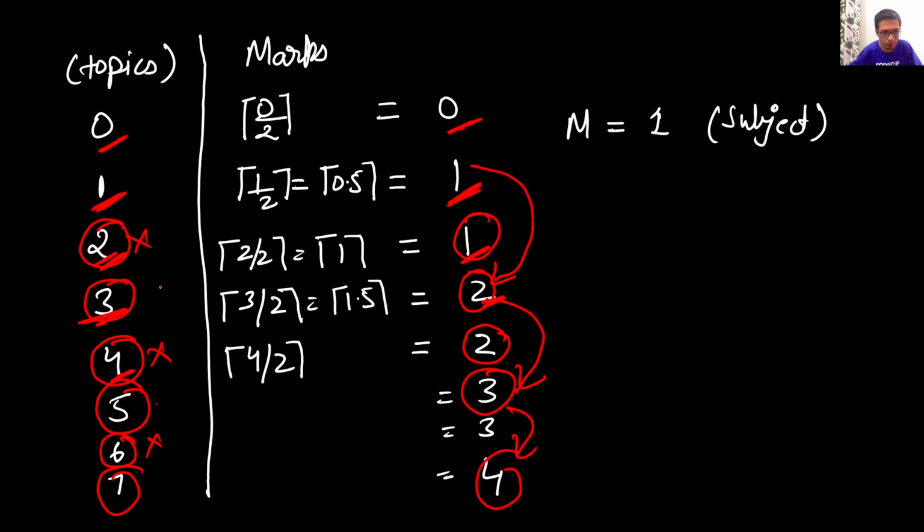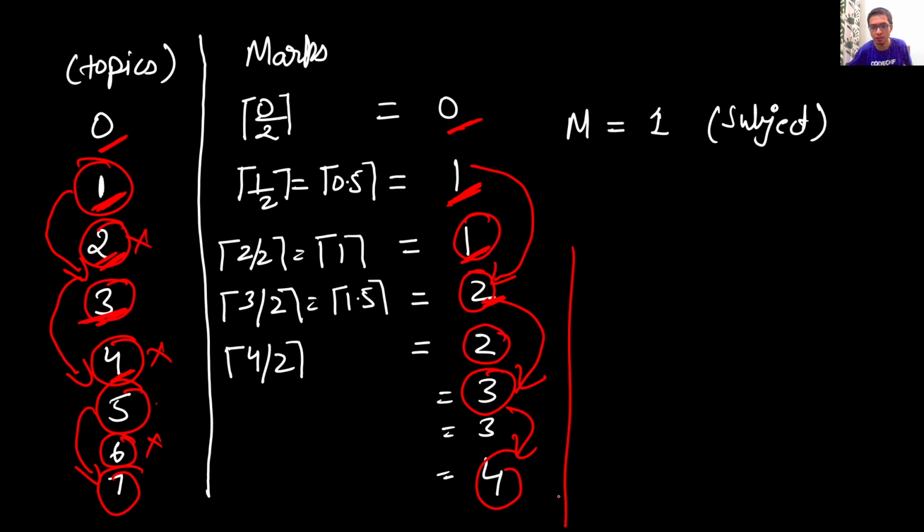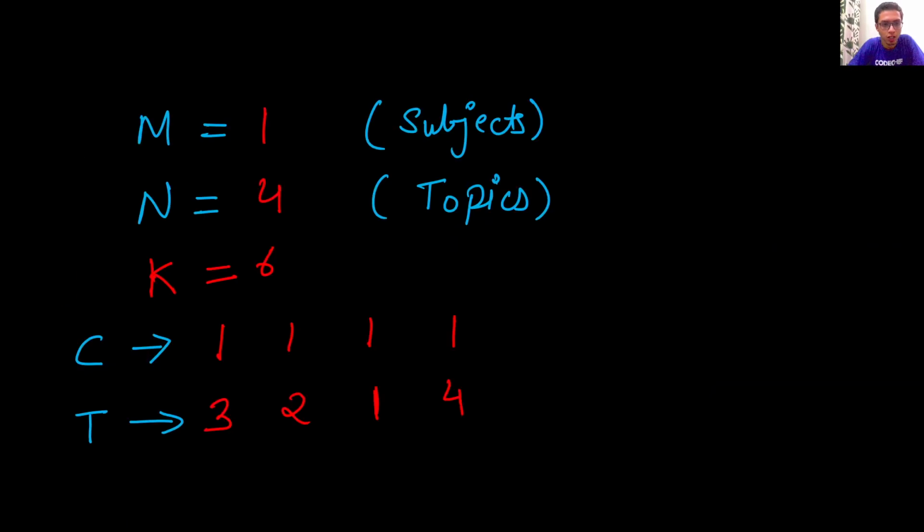So one thing we can observe over here is that we should study an odd number of topics, right? We should always study an odd number of topics, because studying an odd number of topics would make sure that we are not studying an extra topic which is not fetching us any extra marks. So let's consider this case. Here we have only one subject, 4 topics, and the time before exam is 6 hours. So we have 6 hours to prepare for the exam, right?